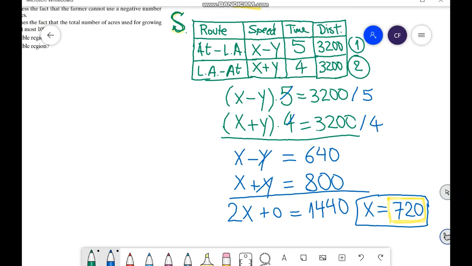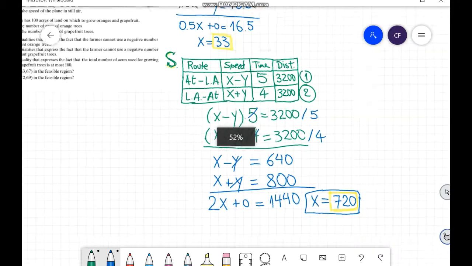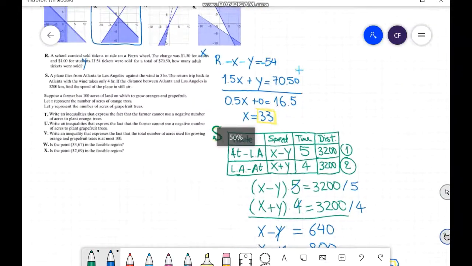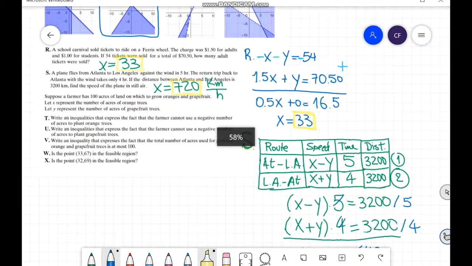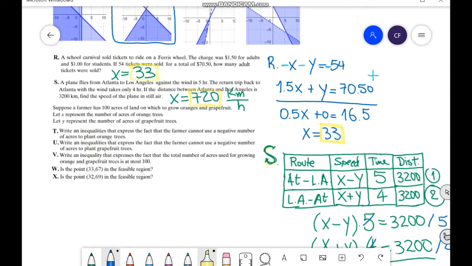Let me see the time. Yes, we still have time. We're still good. Again, for R, the answer is x equals 33. For S, the answer is 720 kilometers per hour. Okay. And now, can I move on to the next one, the last problem?